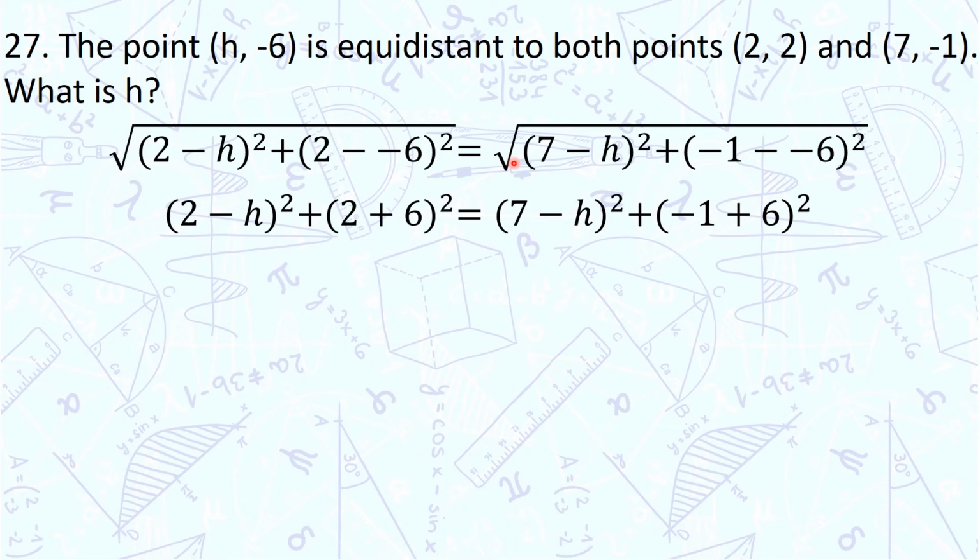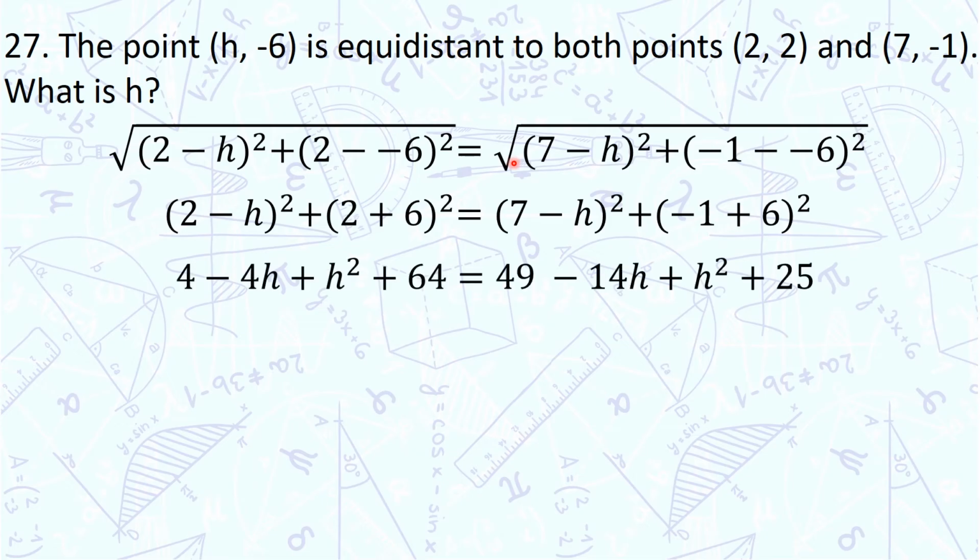2 minus h squared is 4 minus 4h plus h squared. 2 plus 6 squared is 64. 7 minus h squared is 49 minus 14h plus h squared. Negative 1 plus 6 squared is 25. Then we can simplify. Cancel h squared. Add 14h to both sides.